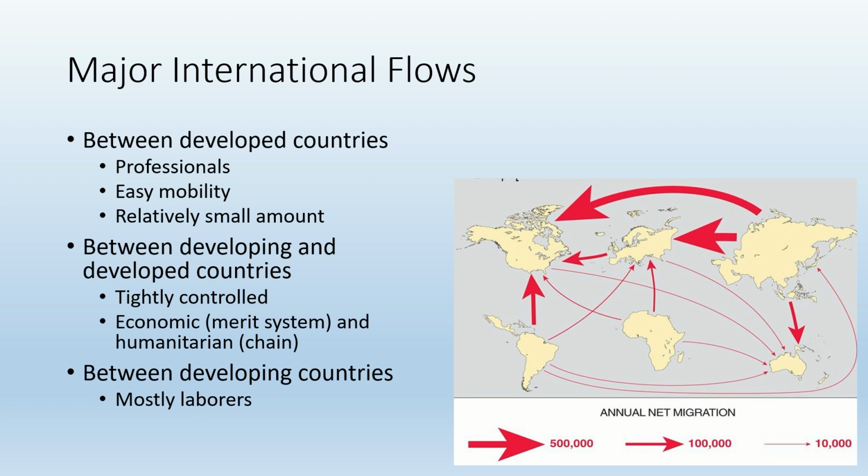And then lastly is between developing countries. This is mostly laborers. Let's say people from Pakistan working in Saudi Arabia in the oil industry would be an example. As you can see by this map, the net migration flows are coming out of Asia into North America and Europe, to a secondary extent Latin America into North America, some going into Australia and New Zealand. And then there are lots of other minor flows that happen across the world as well.